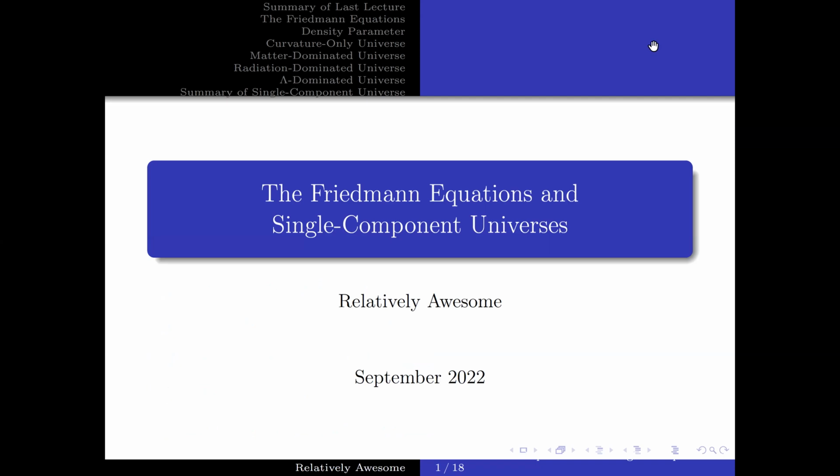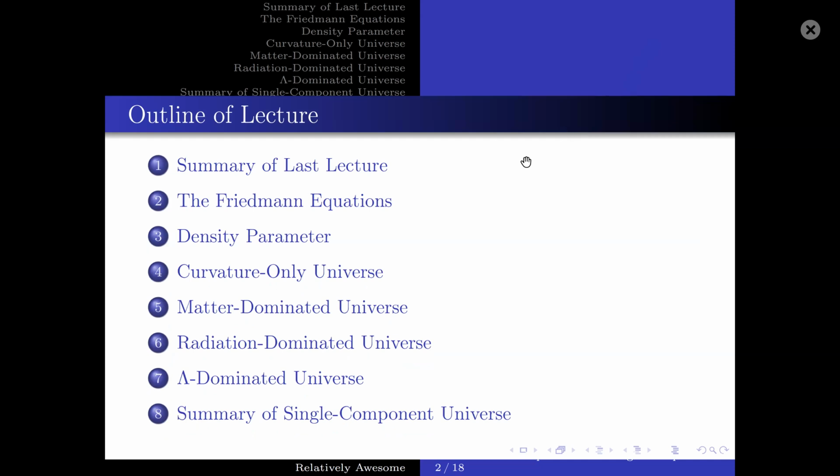In this particular lecture, we will derive the Friedmann equations and explore some universes with single components, such as matter, radiation, and dark energy. The outline of this lecture is as follows.